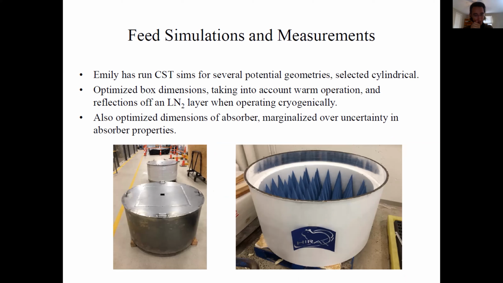And these are built and constructed and operational now. And we did some preliminary noise temperature measurements with them before our lab shut down in March. So this is ready and waiting, sitting in the high bay at Yale for us to start running through measurements of the feeds as they're produced.